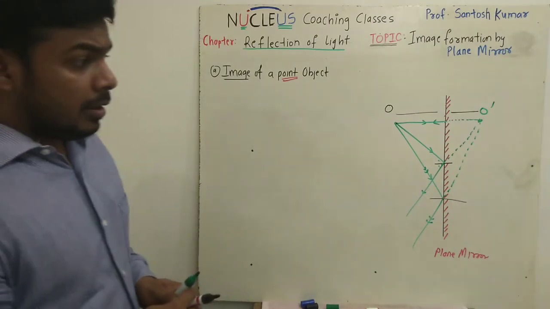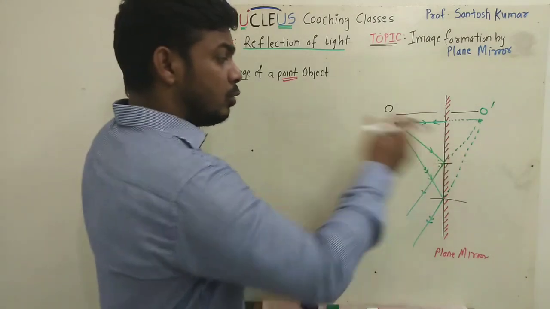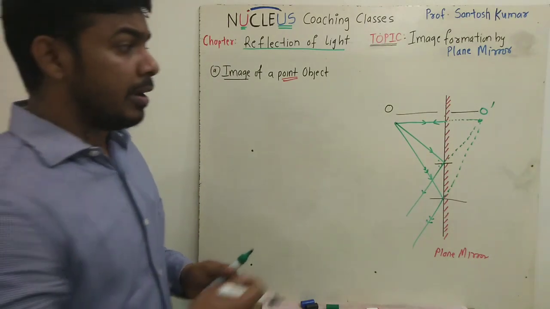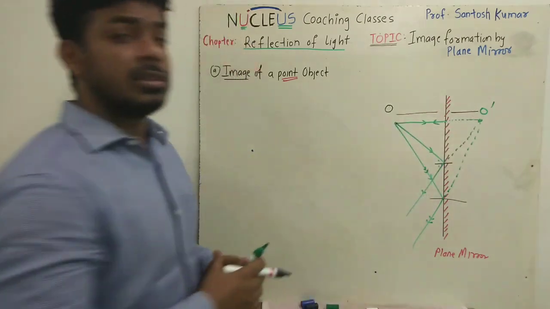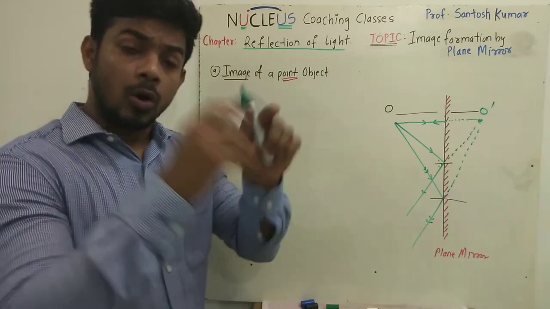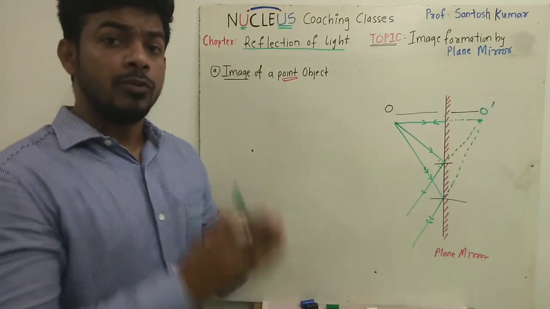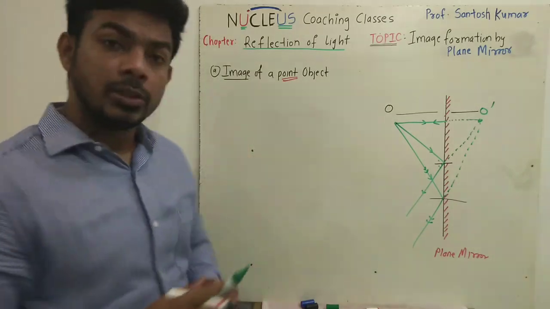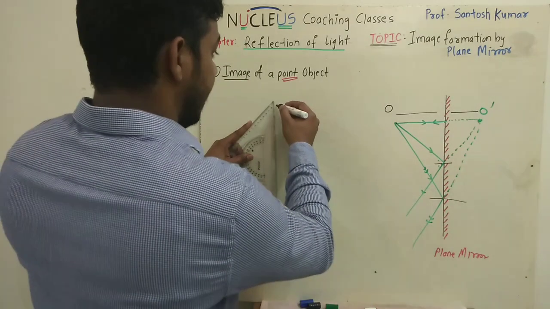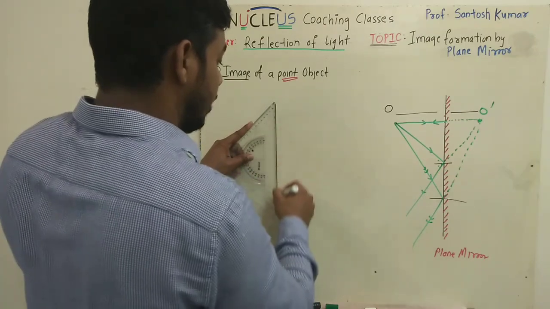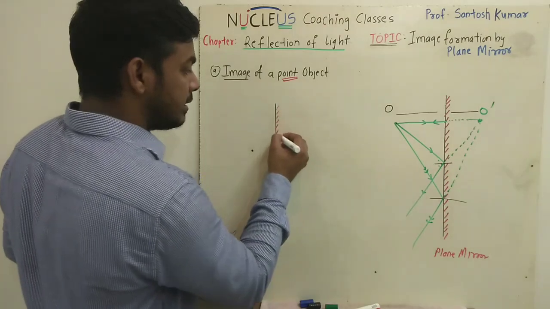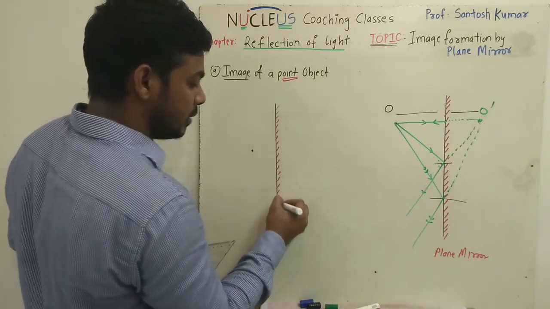Right? But if you try to draw it by obeying the laws of reflection, there can be a case where the object and image distances will not be equal. So in order to draw it properly in your notebook, you have to follow certain rules which I am going to tell you. We already know that the image is formed exactly at the same distance as that of the object, right?